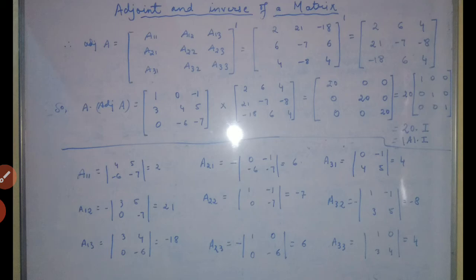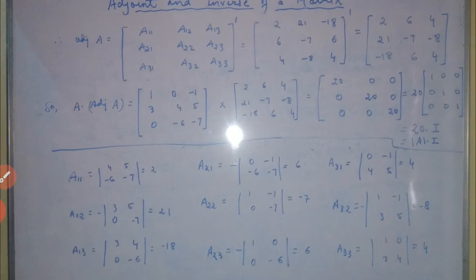So we know the multiplication of the matrices. I am just writing the values here. You just find it in your copies. So after simplifying this multiplication, I get the value of 20, 0, 0, 0, 20, 0, 0, 0, 20. Now 20 is common in the first row, the second row, and the third row. So I just take the 20 common. So I am getting here 20, and thereafter 1, 0, 0, 0, 1, 0, 0, 0, 1.